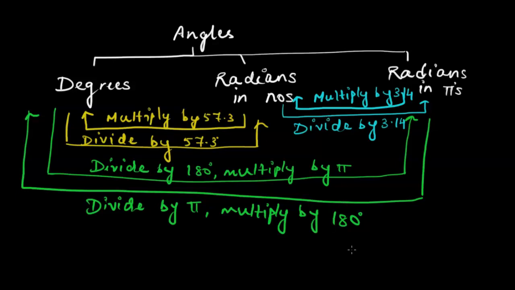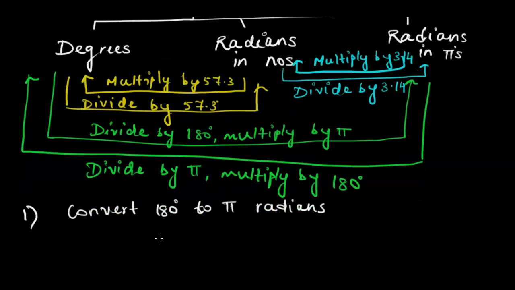Let's understand this with an example. Let's say we have to convert 180 degrees to pi radians. That means we are going from degrees to radians in pi. So we will be checking this green relationship because we are going from degrees to radians. It will be this top arrow, and the rule says we have to divide by 180 and multiply by pi. So we use the given degrees divided by 180 multiplied by pi. We can cancel the common numerator and denominator, and we are left with pi radians itself. We can write it as pi rads.